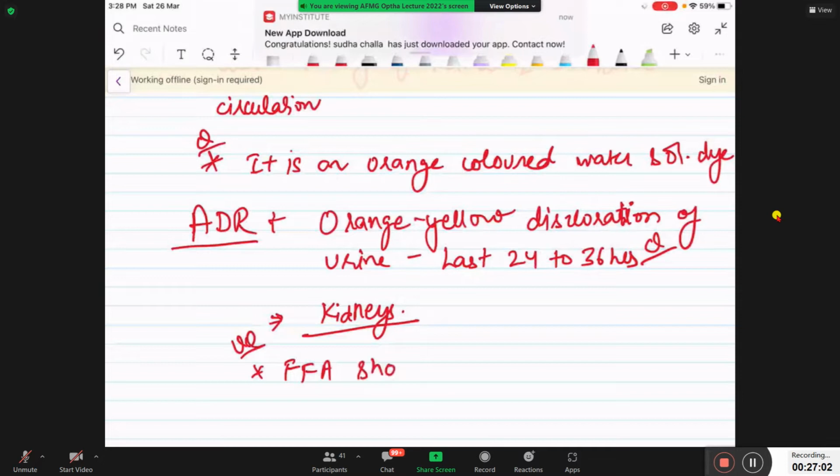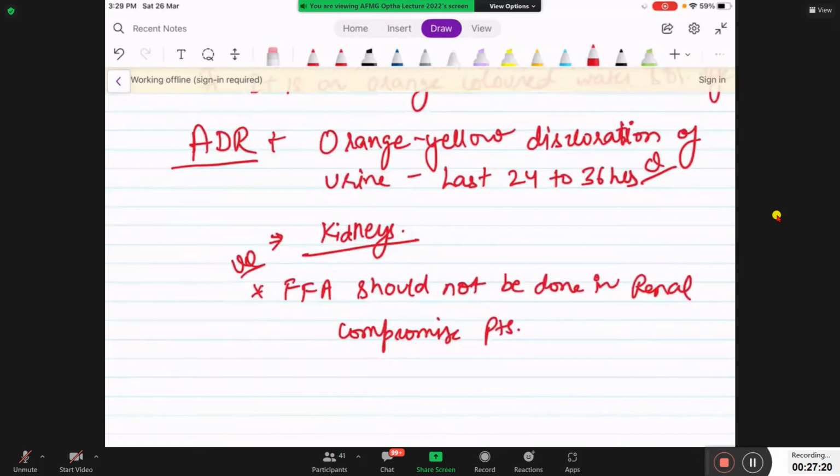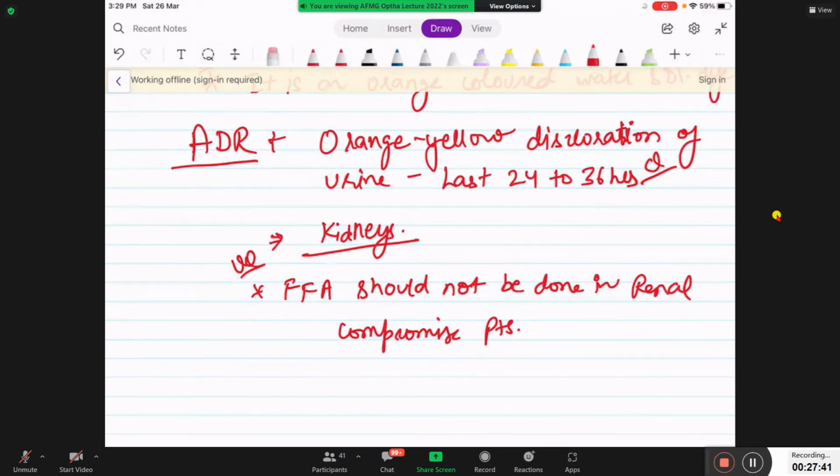That is why, important question, write down. FFA should not be done in which patients? In renal compromised patients. FFA should not be done in renal compromised patients. Okay? Because the route of exit is through the kidneys. So if the kidneys are damaged, it can lead to toxicity. So this is all about your investigations: OCT and FFA, B scan, and direct ophthalmoscopy and indirect ophthalmoscopy.